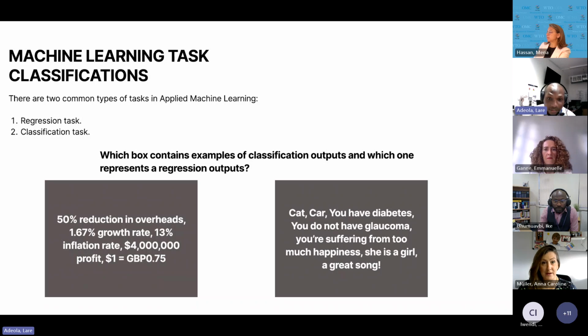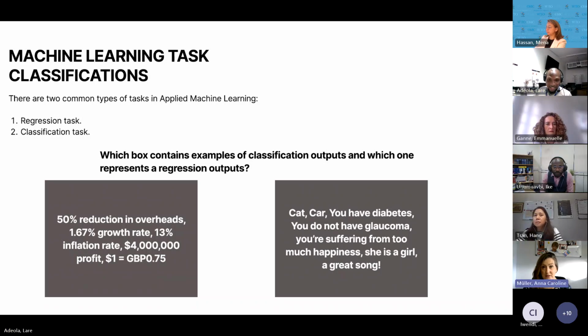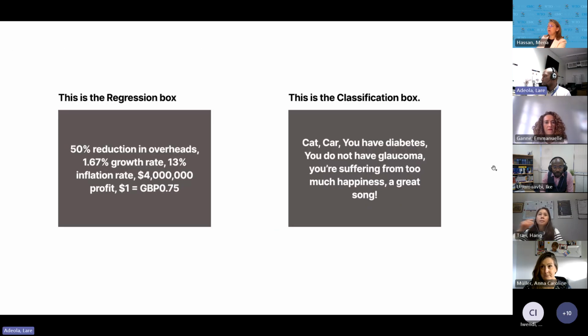Yes, Anna? First is regression and second is classification. Yes, correct. Thank you, Anna. This is the regression box, and this is the classification box, as Anna said.